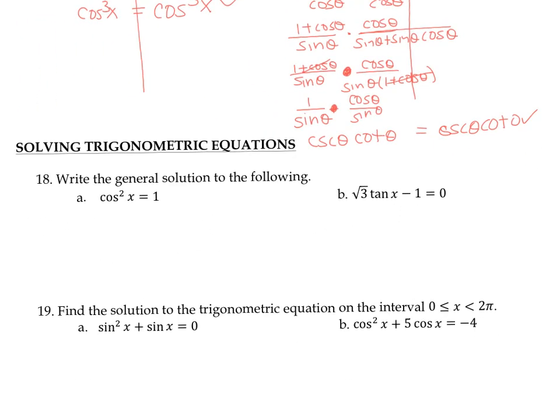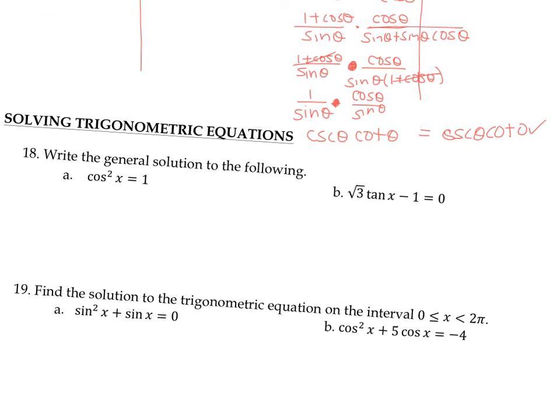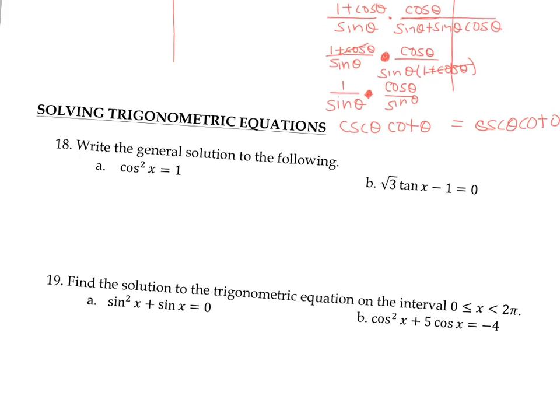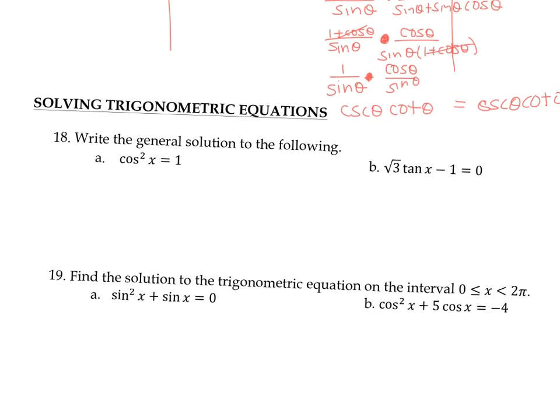So what's left is solving trigonometric equations. Number 18 says write the general solution to the following. So I have to get x by itself, so I have to first square root. Cosine of x equals plus or minus 1.